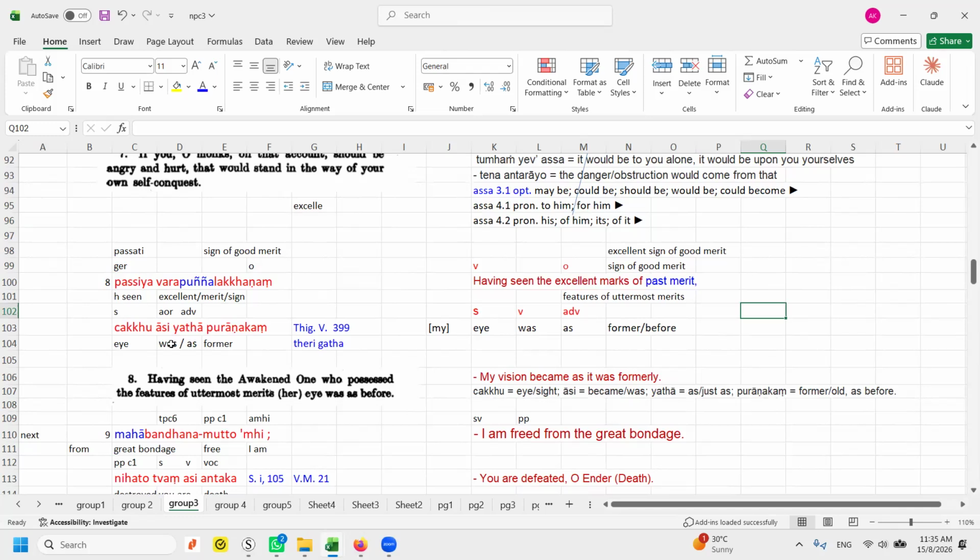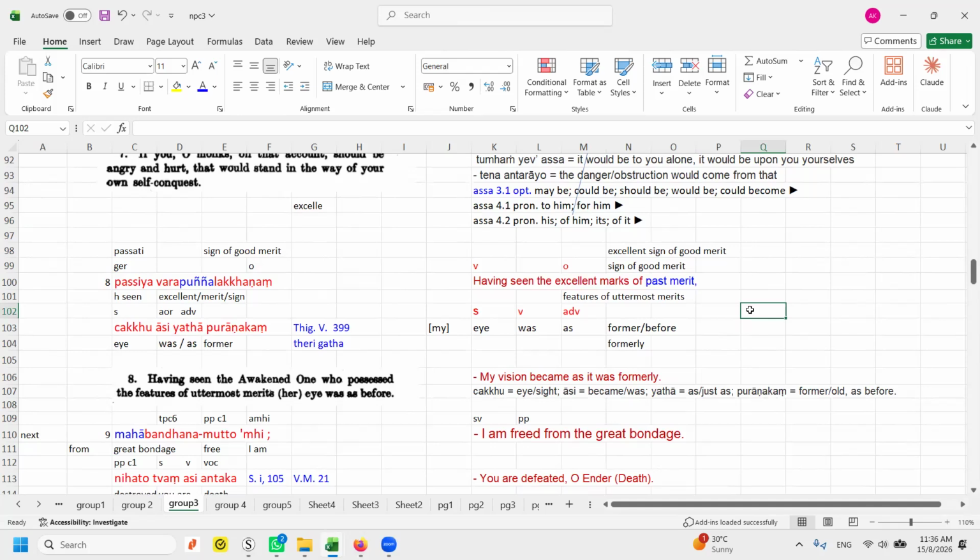And Chaku Asi, that means, okay. And then Yata, S, Yata is S. Okay, what is Suri? So what we do is Chaku, I. Asi is a past tense, I was. Yata, S, and then Puranaka means formerly, formerly or before.